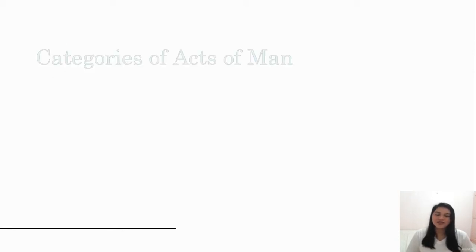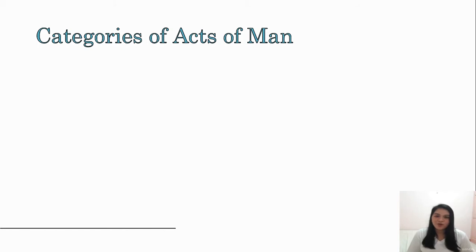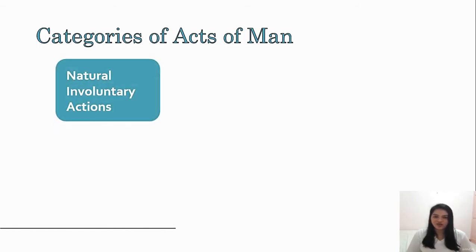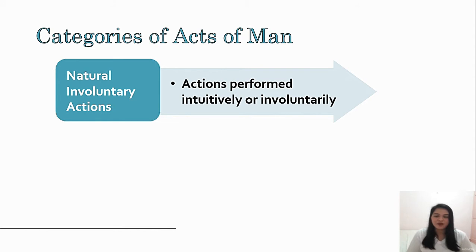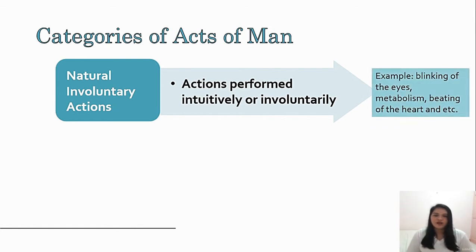Acts of man is categorized into two. First one is the natural and involuntary actions. So these are actions that man performs intuitively or involuntarily, by means of kanang wa na to jud giunahuna to do this act. For example, blinking of the eyes, metabolism, and beating of the heart. So it's an action done involuntarily, nga part na sa atong pagkatao.